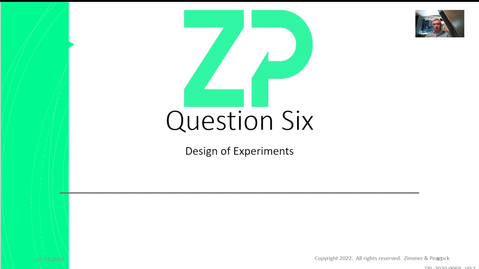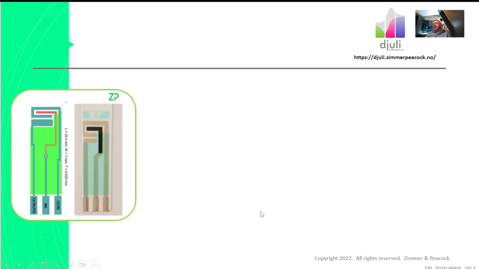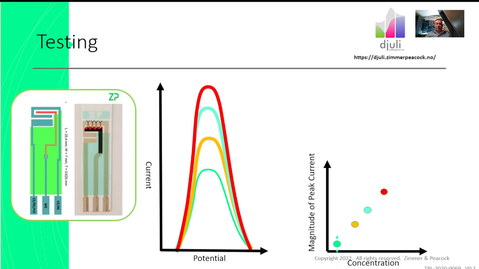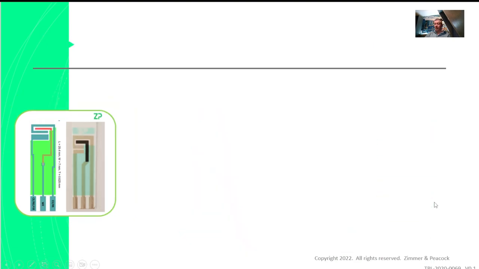This is slightly different now. This is a design of experiment. What I want to say on design of experiment is this. At Zimmer & Peacock, we build and test a lot of biosensors. When we test them with various concentrations, we get signal versus concentration, and there could be some metrics around that. Sensitivity is an important metric, but also limit of detection. In fact, we were just talking about limit of detection just now. So limit of detection is also an important parameter.